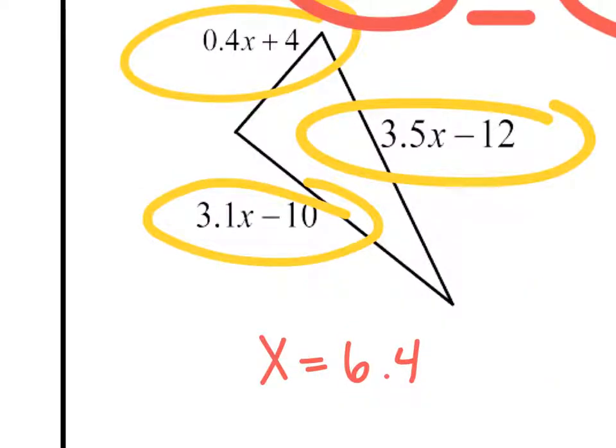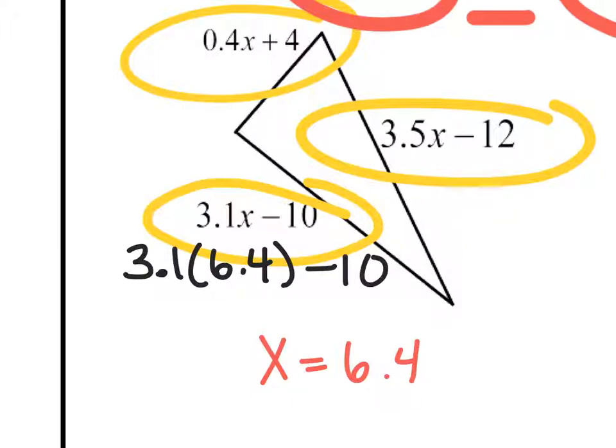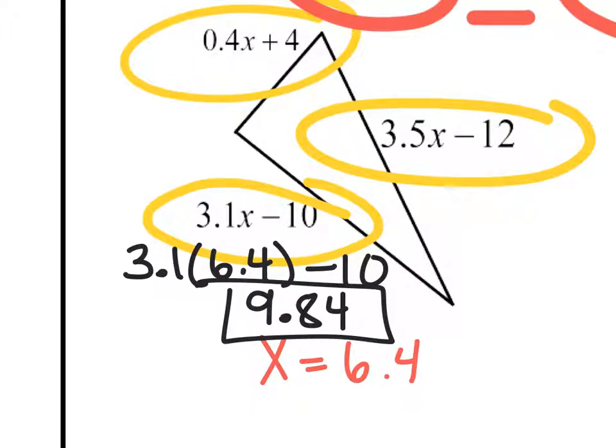You have to replace where you see the x. So this is 3.1x minus 10. Instead of writing x, I would write 3.1 times 6.4. You would then multiply 3.1 and 6.4 and subtract 10. You can just type this all in your calculator, and you'll get your side length for that side. So I would say that this side is 9.84. That's fine. You would do the same thing for the other sides.